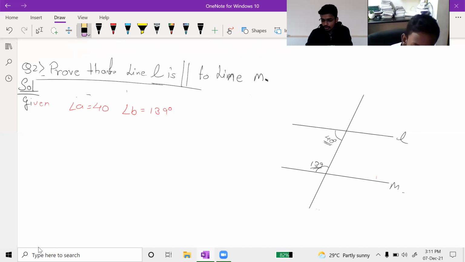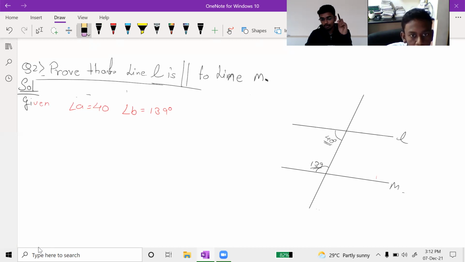Come on, open your book. See, they are on the same side of transversal. So check what is the property for the same side of the transversal. Come on, you have 1 minute, no more than that. Sir, we should add both, the 40 and 139. I'm telling you to check the property. You have written it in your book.